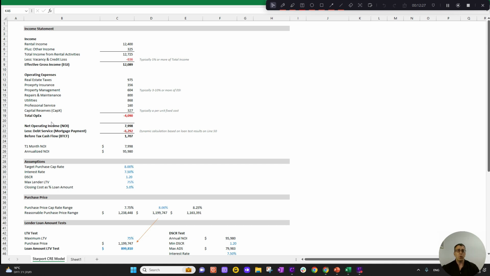Professional services might also include IT services. That's important to figure out if there are computers at the property, some kind of Wi-Fi, who's maintaining that? Is that part of repair and maintenance? Is that part of utilities? Or is that part of professional service?